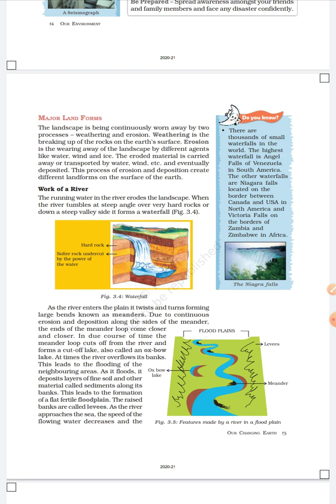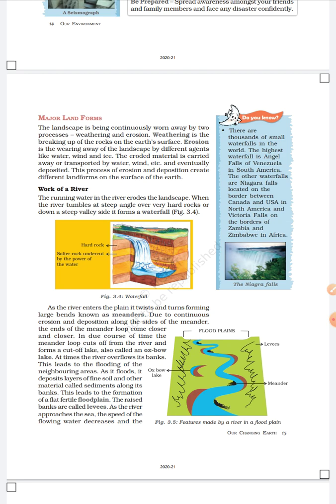Fast blowing wind also removes the top layer of our soil. And ice, right? On a glacier, ice melts during the summer season and then travels from top to down, and during this travelling the land is getting eroded. The eroded material is carried away or transported by water, wind, etc., and eventually deposited.